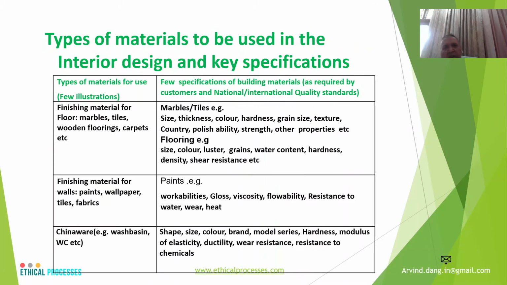Now, what are the different kinds of materials which are used in the interiors? For example, in the case of finishing, there can be different kinds of finishing for the marble styles, wooden flooring, etc. There are materials like marbles or flooring materials, etc., where the interior designer has to specify very clearly the various national and international quality standards. In the case of marble styles: size, thickness, color, hardness, grain, textures, from which country the marble is to be imported, polishability, strength, etc.